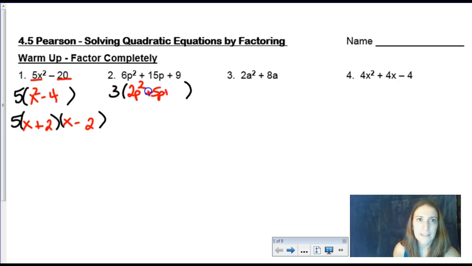Late, I'm already forgetting things. Plus 3. And then, just like on the last question, we want to look to see if there's any further factorization. Now, that's like your basic trinomial factoring question.